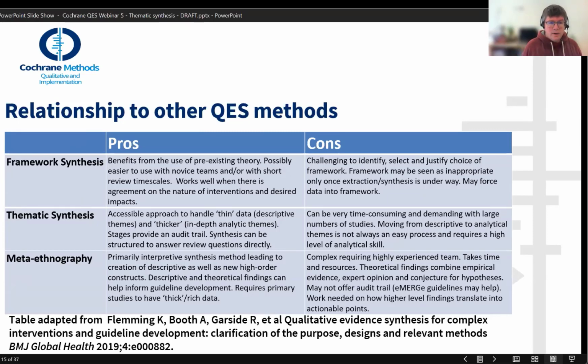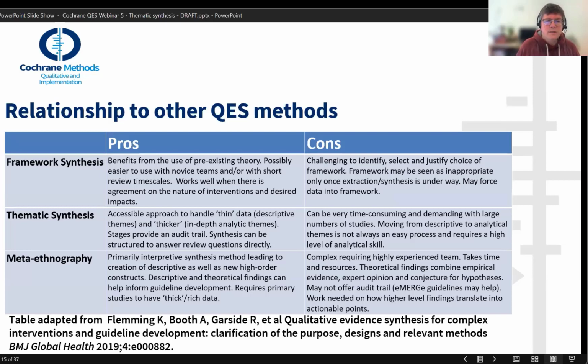Sometimes it's easier and quicker to use with novice teams with short review time scales if you've got that theory to start with. So I think that's where it works, if you've got a good theory. On the con side, if you don't have a theory to start with, it can be quite challenging and time consuming to go and find one. And sometimes you start with a framework which looks as though it's going to work, and then once you start the synthesis, you discover it doesn't. We've experienced that in the past, where we started a framework synthesis, the theory didn't work for the data that we had, and then we switched into doing a thematic synthesis in order to generate a new theory.